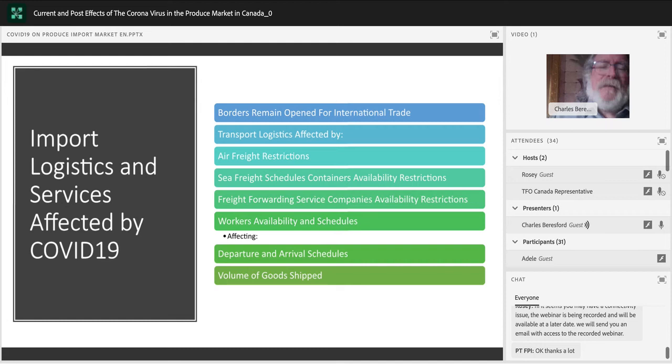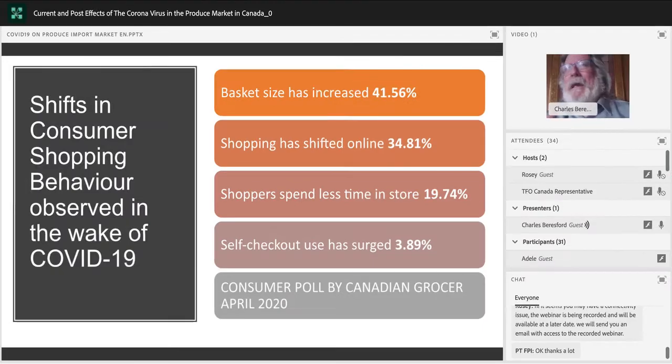The basket size has increased 41.56%. People are taking more home, even though there's restrictions on how many items you can take home. Now, even this week it's even more regulated by government, but people are buying more to go shopping fewer times. Shopping, this is a crucial one, has shifted online, actually 40% now. And then 20% of people are spending less time in the store.